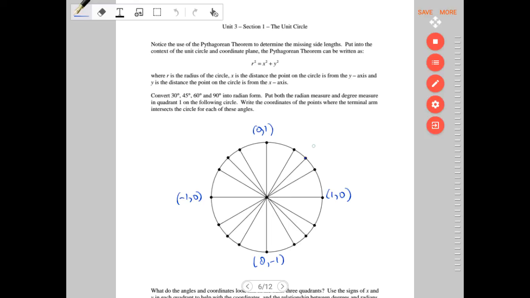So if we were to write coordinates for this point, notice that we are positive x-axis and positive y-axis, which means that both my root 2 over 2's are going to be positive values.